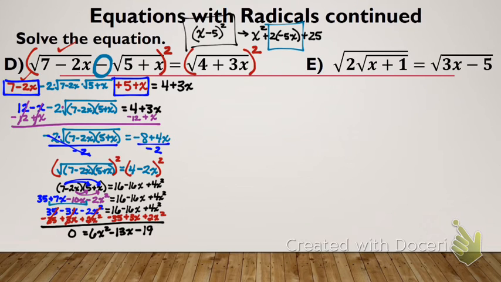Yeah, so we already know how this is going to factor. It's going to be 6 and negative 19, because that adds up to give me that negative 13 in the middle. Those numbers looked horrible, but hopefully it won't be so bad.